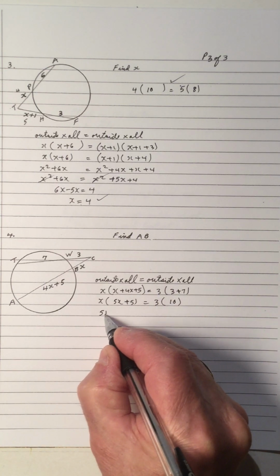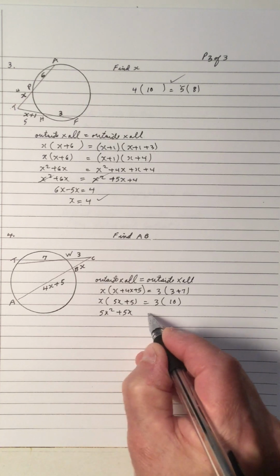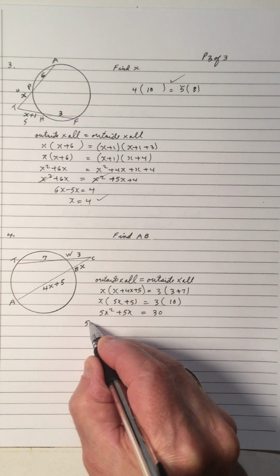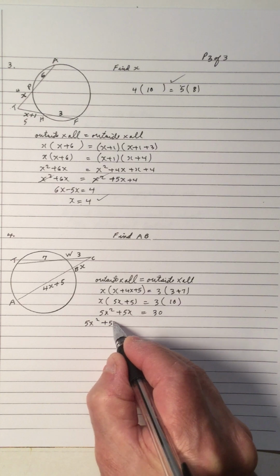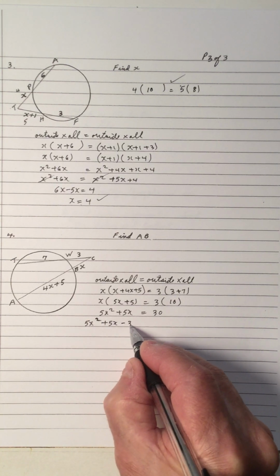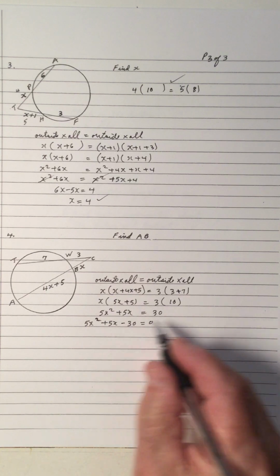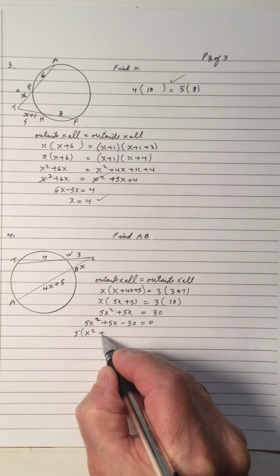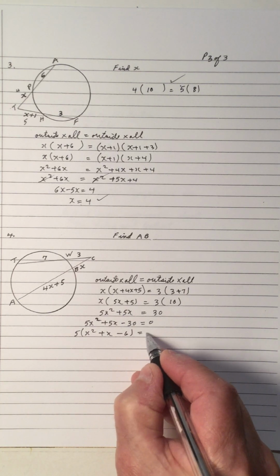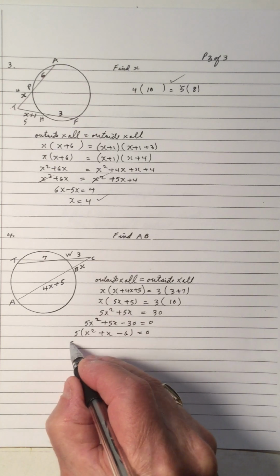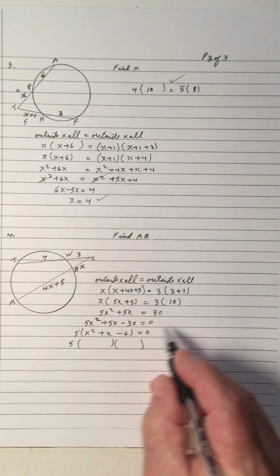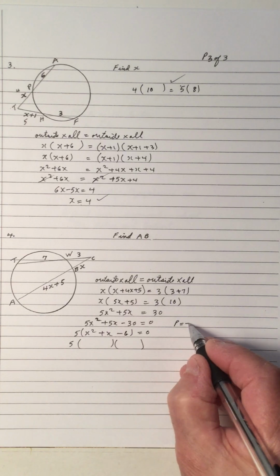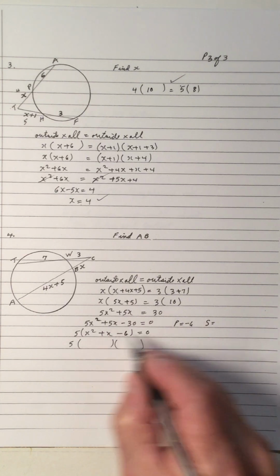Now multiply: 5x squared plus 5x. 3 times 10 is 30. And it's a quadratic, so we move everything to the right in descending order: x squared, then 5x minus 30. We've got a quadratic, but I see a 5 as a GCF, so take the 5 out. I have x squared plus x minus 6. Quadratic, let's see if we can factor it. The product is negative 6. The sum is plus 1.